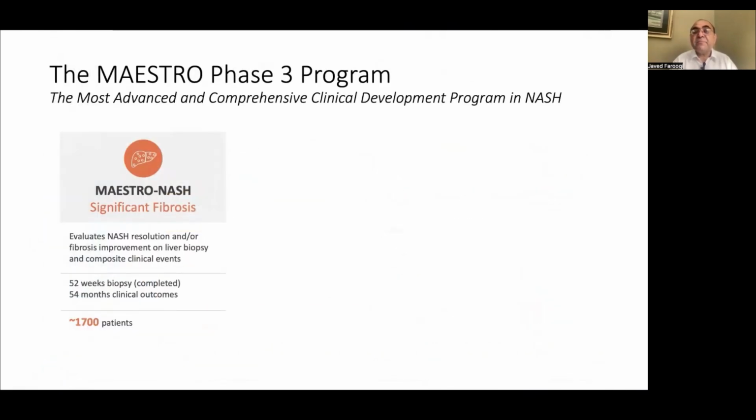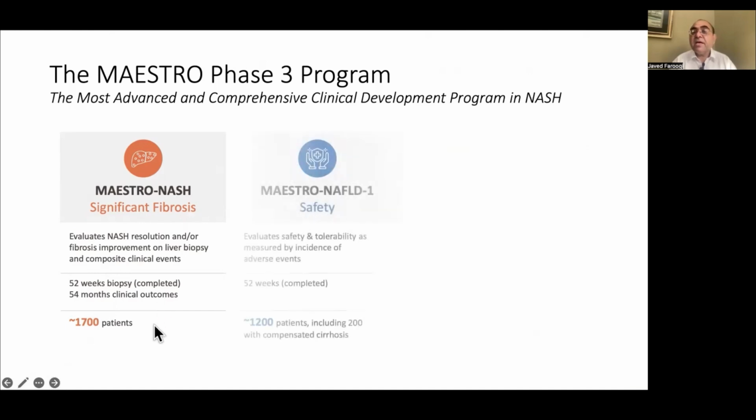So the most advanced and comprehensive clinical development program is the Maestro Phase 3 program. The Maestro-NASH trial evaluates NASH resolution and/or fibrosis improvement on liver biopsy, and clinical outcomes. It's a 52-week biopsy-proven trial that is completed, and 54 months of clinical outcomes will be assessed. Then another Phase 3 trial is the Maestro-NAFLD-1 safety trial, which evaluates safety and tolerability as measured by incidence of adverse events. It's again a 52-week trial, and it is completed.